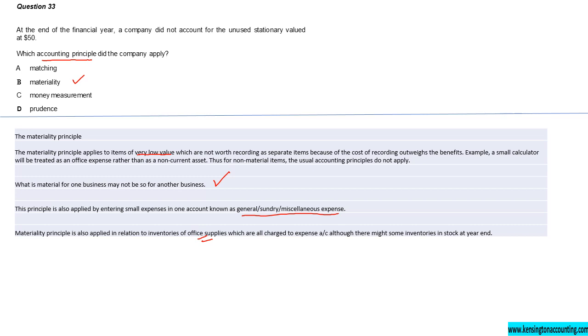which is just a charge to an expense account instead of treating it as part of the inventory. Therefore, the correct answer here is B, because we'll be looking at a very small amount of $50 of stationery. It's just the cost of recording it probably outweighs $50. Therefore, the answer is B.